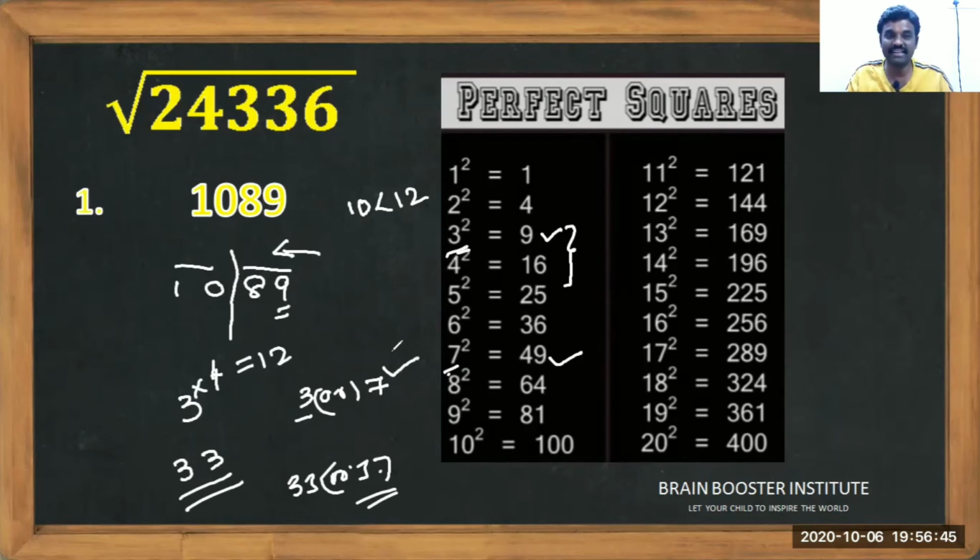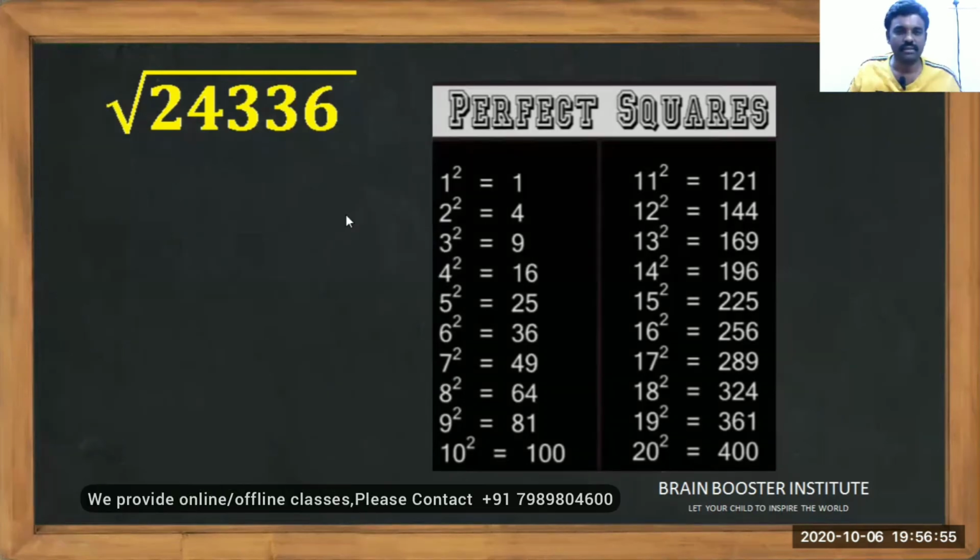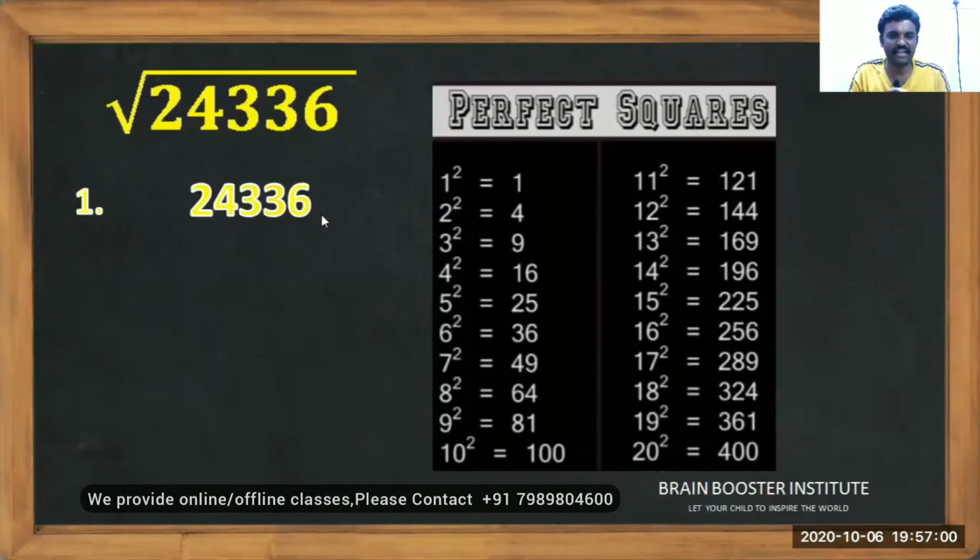Okay, now let's take another example. The same now. So our hero has arrived at 24,336. Now we are going to find the square root of 24,336. So here, as it is, I'm writing.